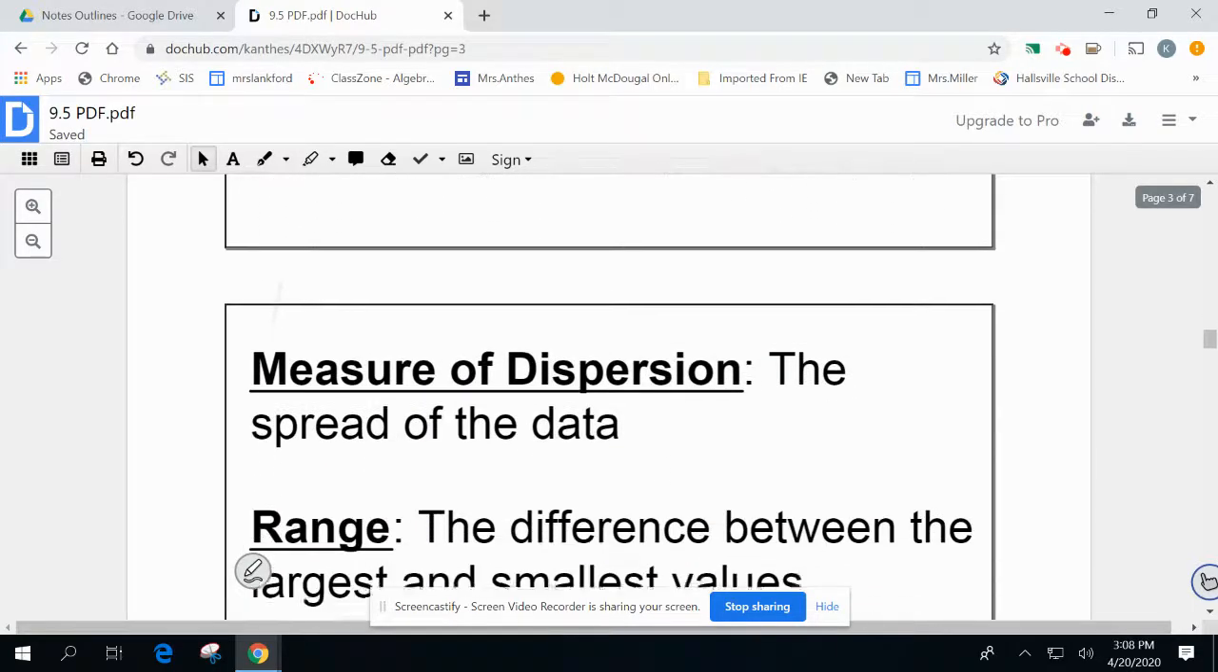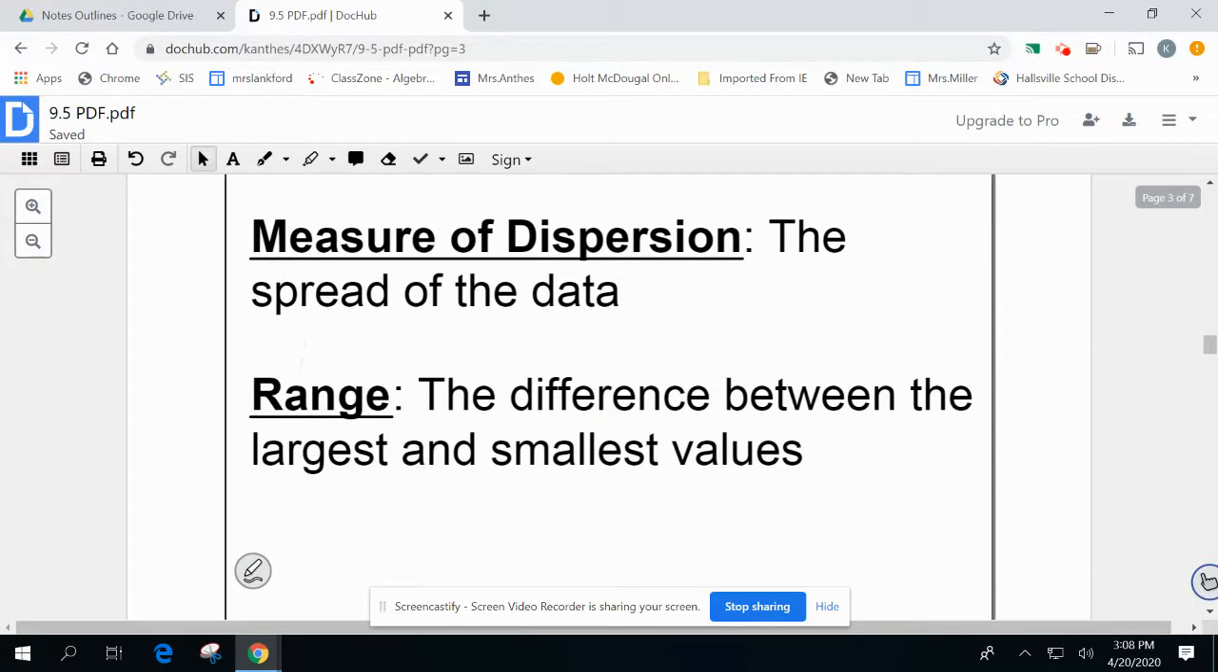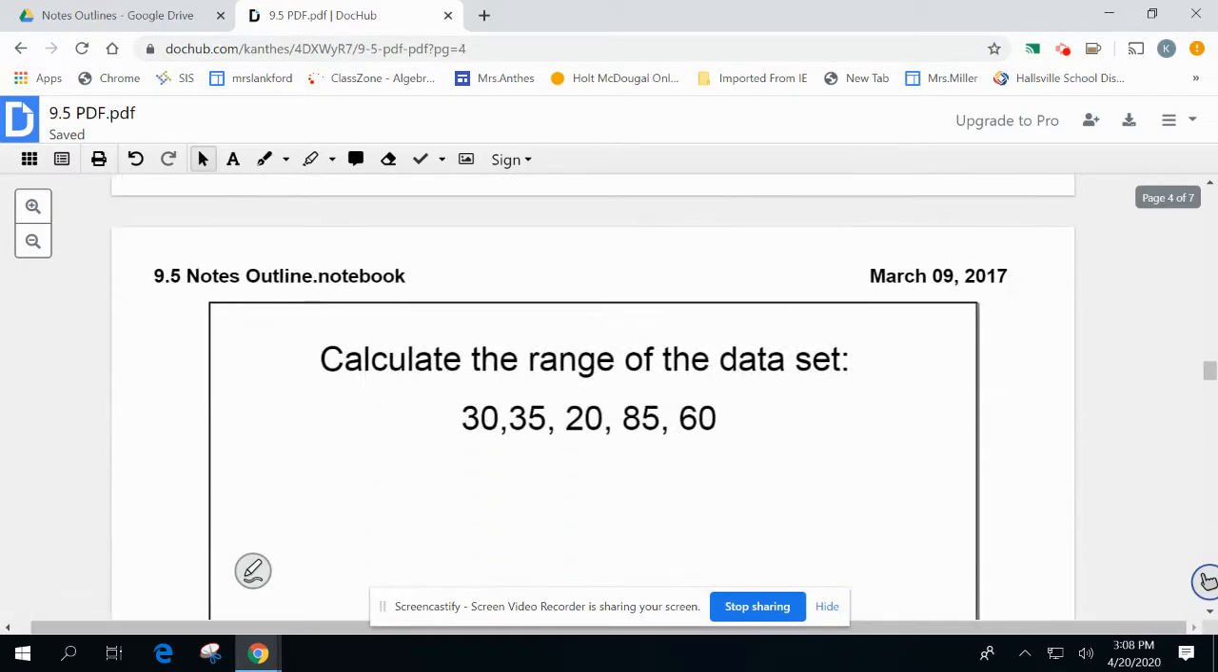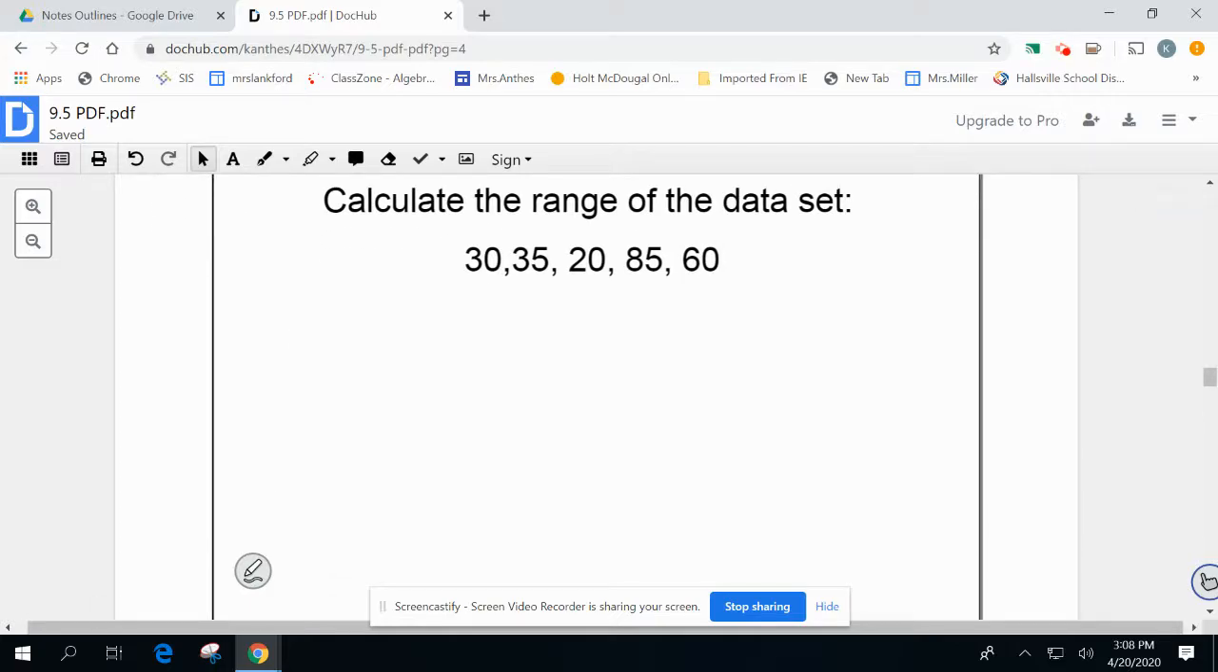Okay, you have 2 more vocab words to write down. Measure of dispersion is the spread of the data, and the range is the greatest minus the least. And you've done range before. So we're going to calculate the range. We're going to find the greatest and the least number.